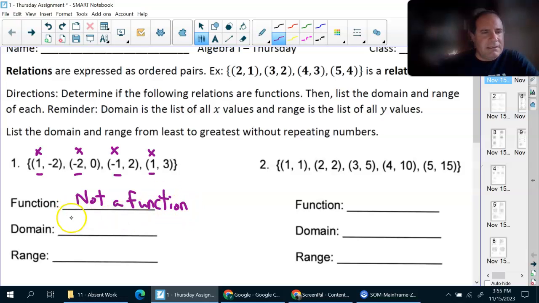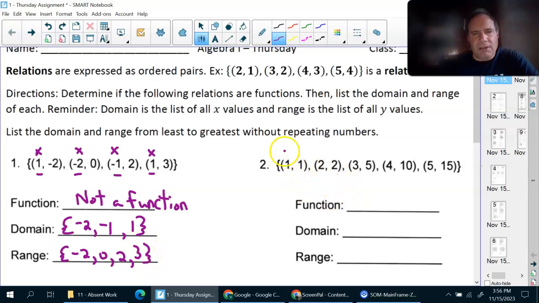The domain is a list of all of the x's. So in order, from least to greatest, -2, -1, and 1 without repetition. You see that there are two ones; you do not list that. The range is a list of all of the y's from least to greatest. So we have -2, 0, 2, and 3.